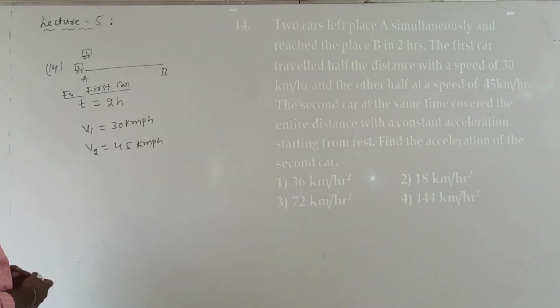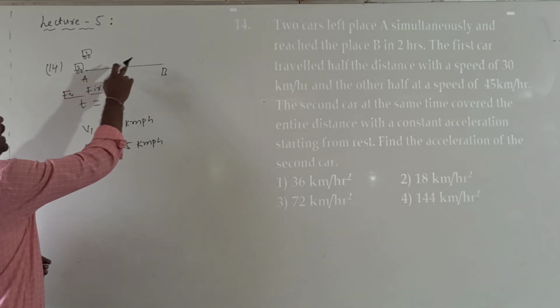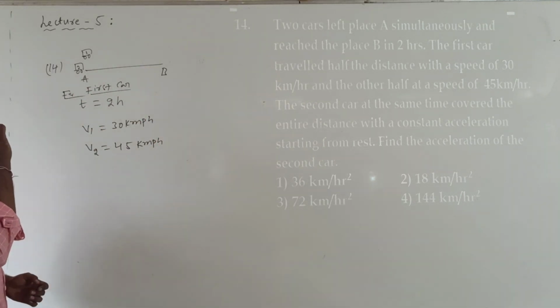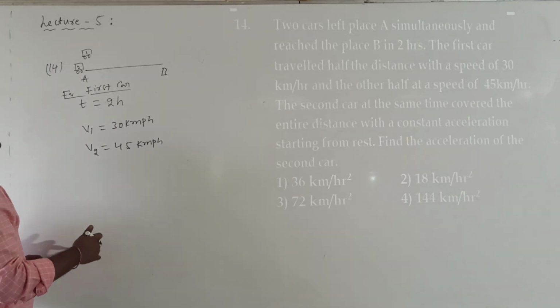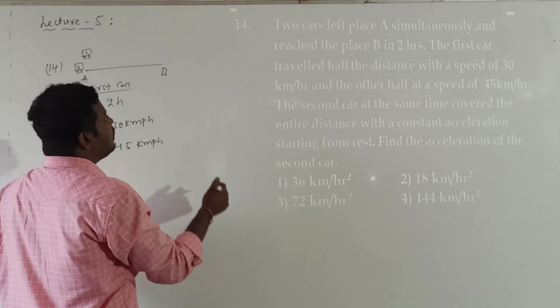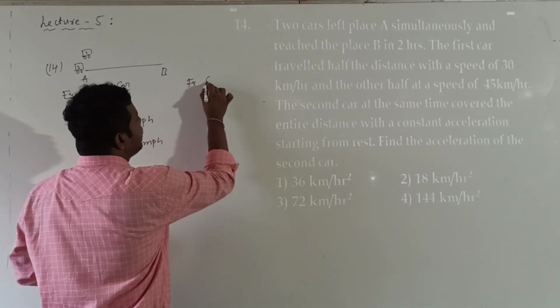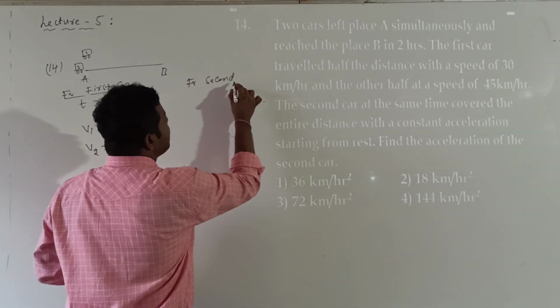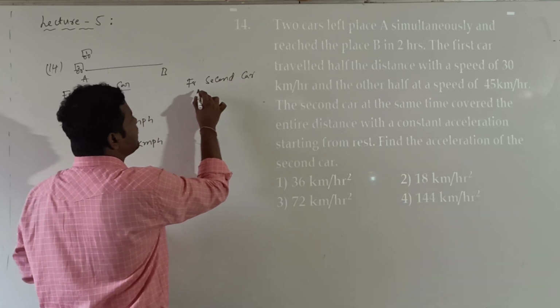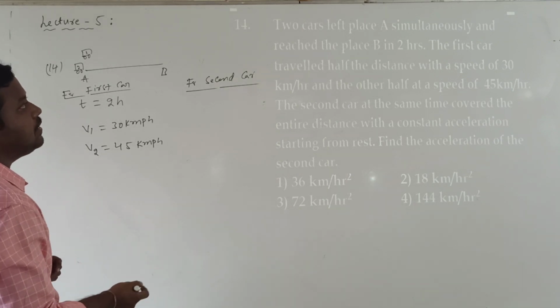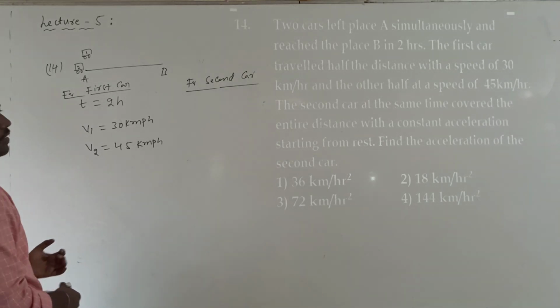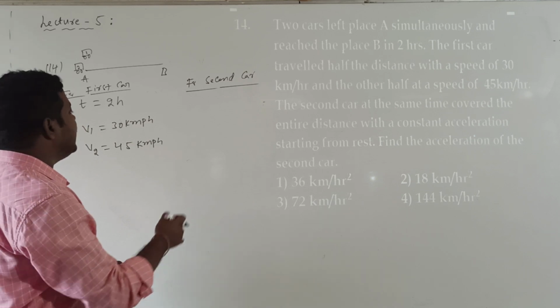The second car covers the entire distance at the same time with a constant acceleration. The second car is going from A to B with a constant acceleration. They are asking us to calculate what that acceleration value is. To calculate that acceleration, let us see how we will do it.